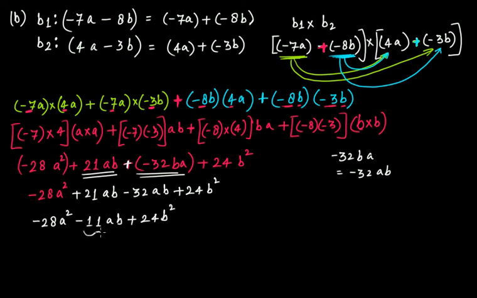Again, you can write this as minus 11BA. So minus 28A squared minus 11BA plus 24B squared. Both these two are exactly the same answer.